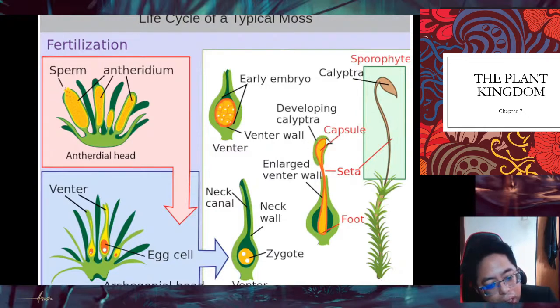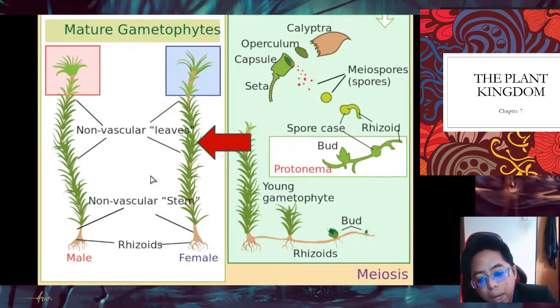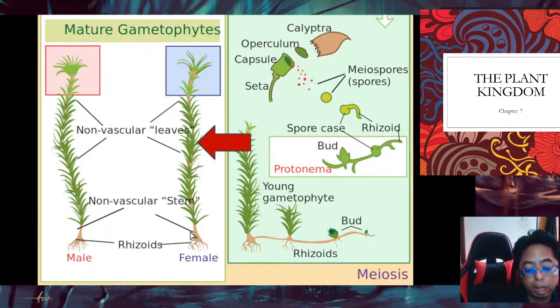After it becomes quite tall, the calyptra will fall off and the capsule will burst to create spores that will become the male or female moss. As you can see, the male and female moss bodies look the same. It's just that the head is different. As you can see here, the stem is non-vascular. If you cut it, they don't have xylem and phloem, and the leaves also don't have xylem and phloem. They are just leaves, just there. Instead of having roots, they have rhizoids.